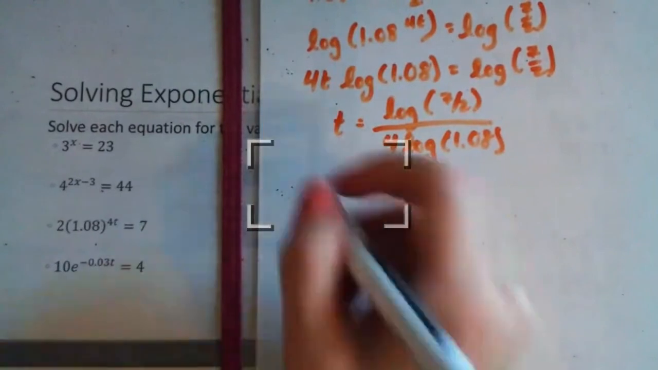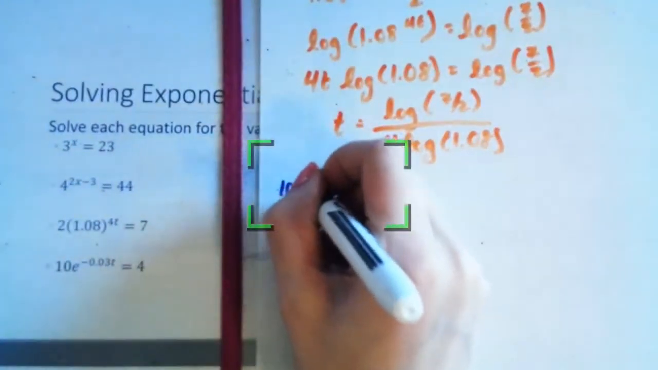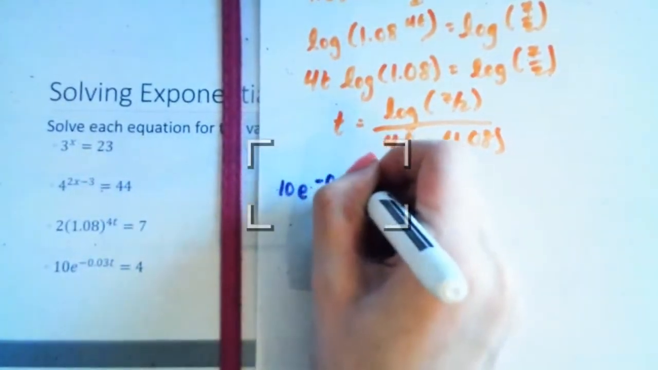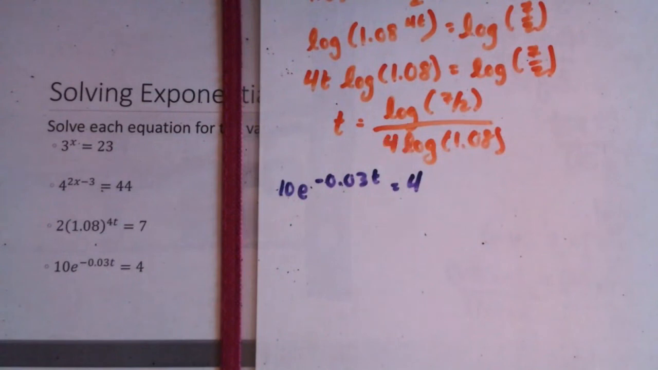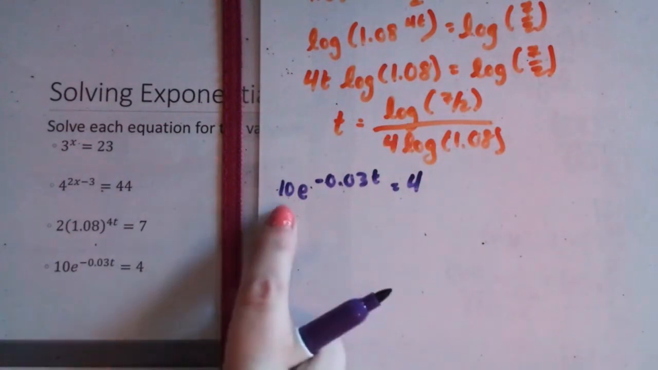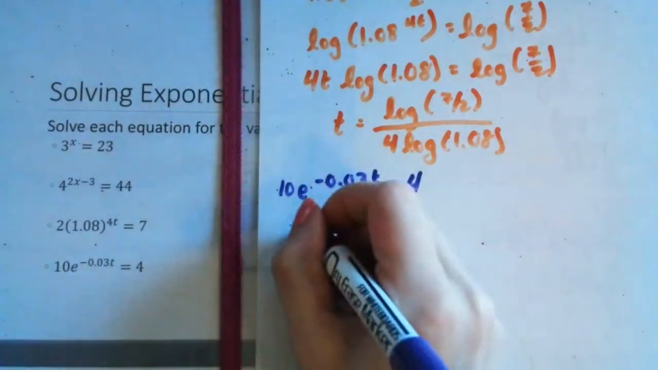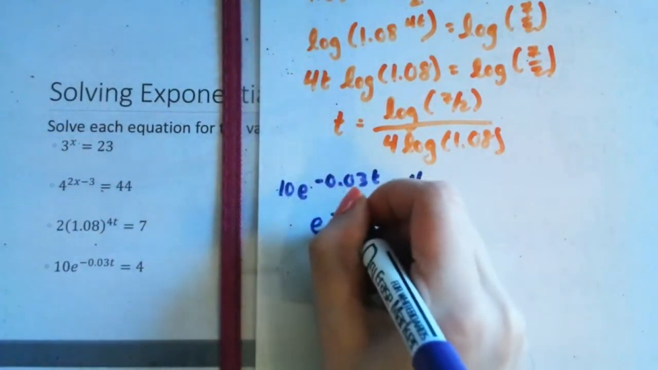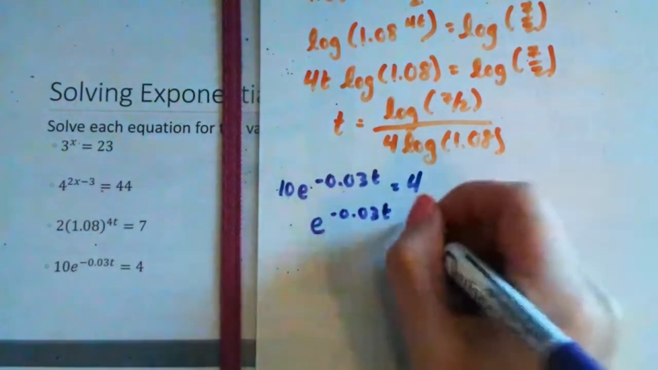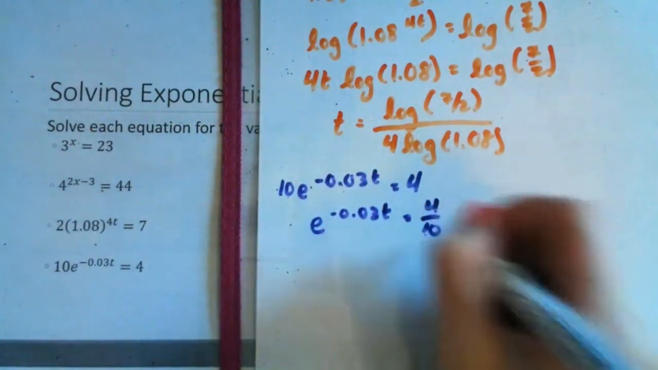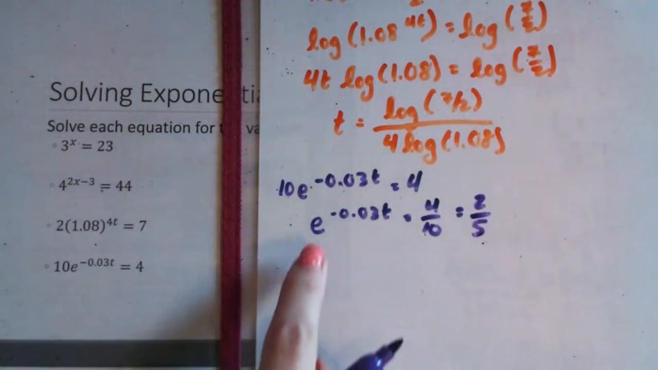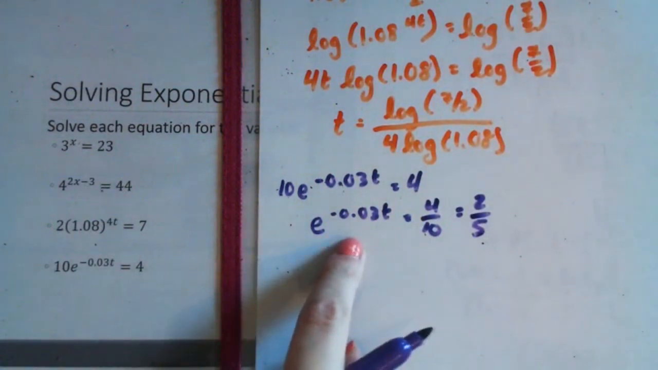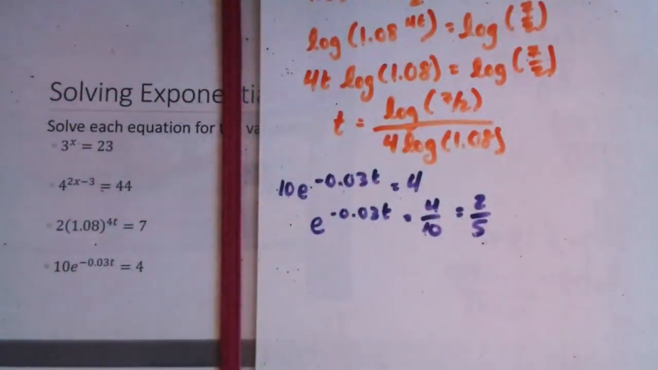Last one, we have 10e to the negative 0.03t equals 4. Trying to solve for t here. First step is to get the exponential by itself if we can. So I'm going to divide both sides by 10. That'll give us e raised to the negative 0.03t power is equal to 4/10. But 4/10 reduces to 2/5. So we have e to the negative 0.03t equals 2/5.